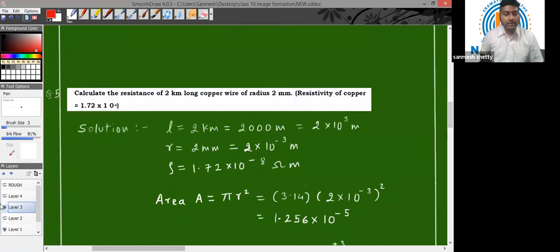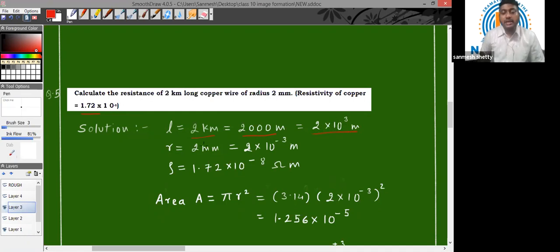Now, calculate the resistance of a 2 kilometer long copper wire of radius 2 millimeter, and the resistivity which is given is 1.72 into 10 raised to minus 8 ohm meter. So we have been given the length of the conductor, which is 2 kilometer, that is nothing but 2000 meter. In powers of 10 we can write it as 2 into 10 raised to 3 meters.